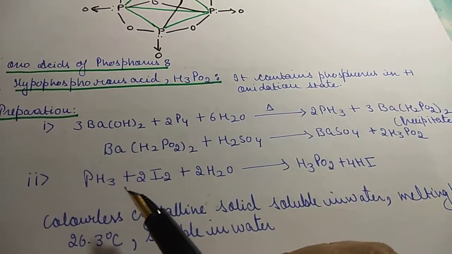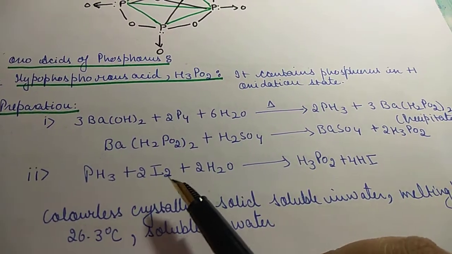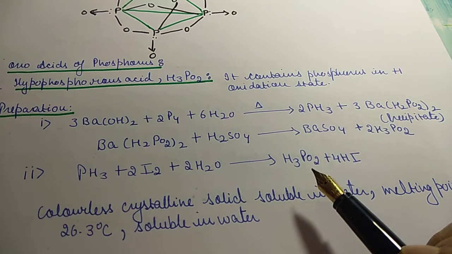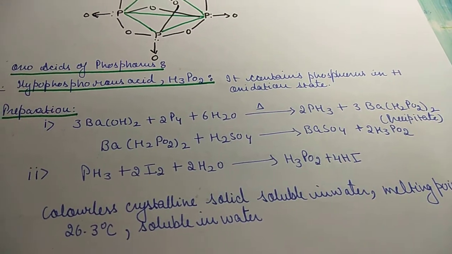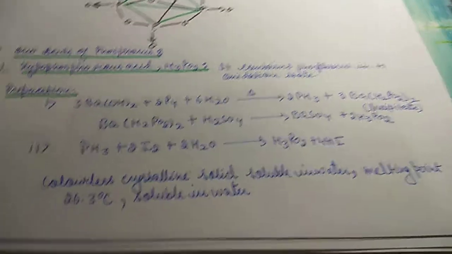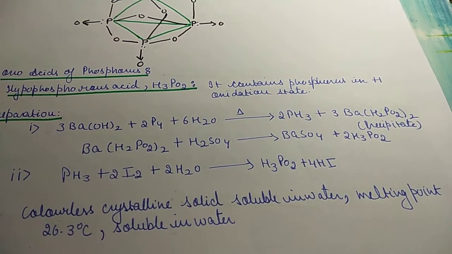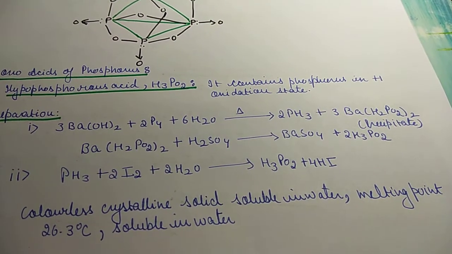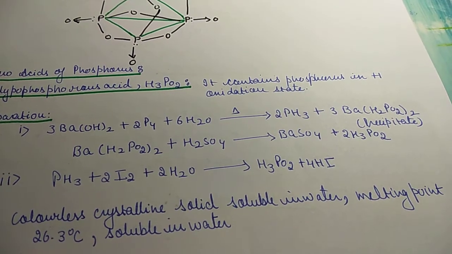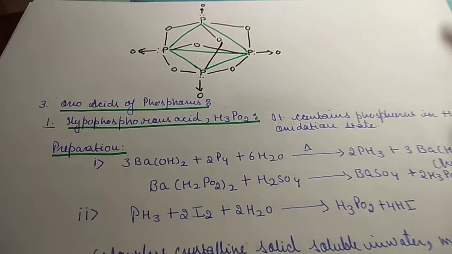Another method is we can react phosphine with iodine and water. So we will get hypophosphorus acid plus HI. Now hypophosphorus acid is a colorless crystalline solid. It is soluble in water and its melting point is 26.3 degrees Celsius.